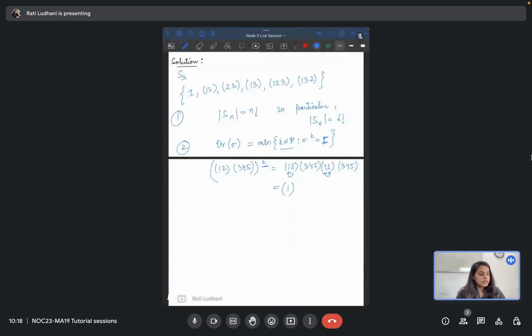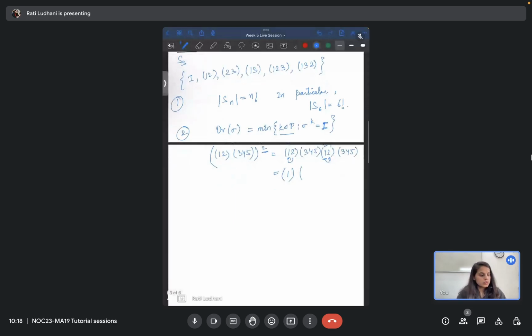Yeah, so 1 maps to 1 itself. Now where does 2 map? 2 maps to 1, and 1 maps to 2. So you will get 2 only, right? So 2 maps to 2 itself. Okay? Is that okay? Now where will 3 map?